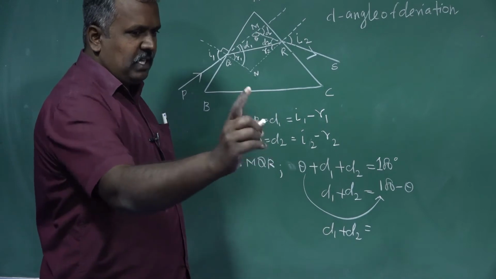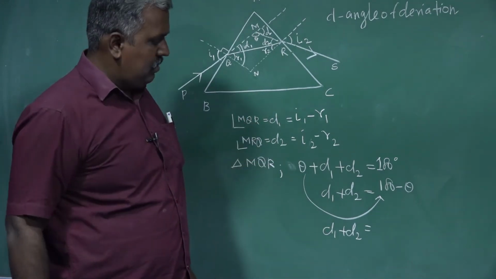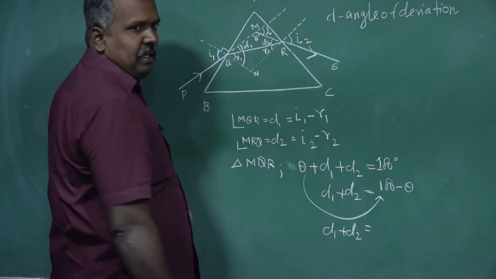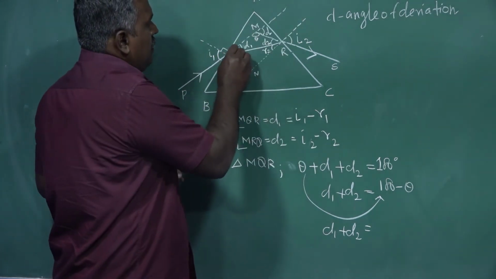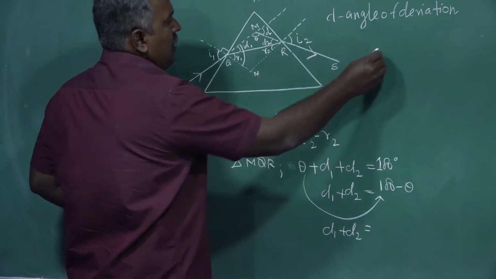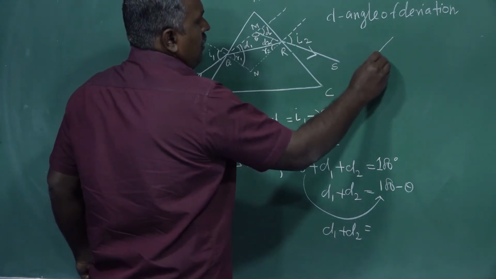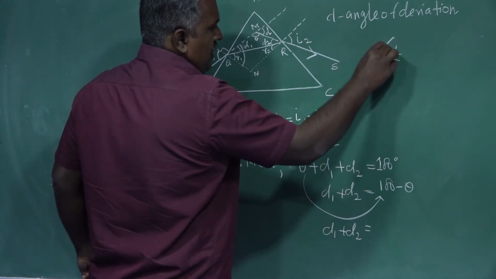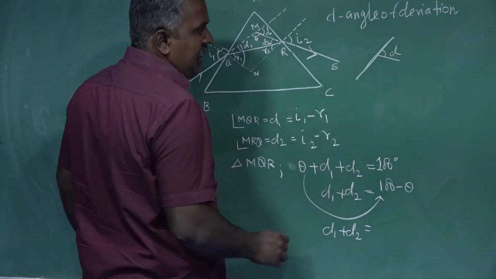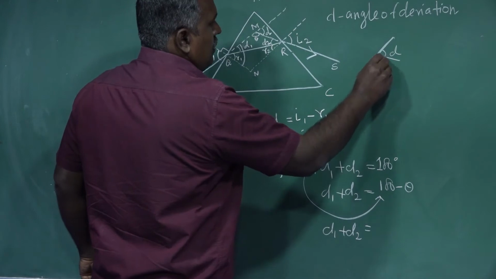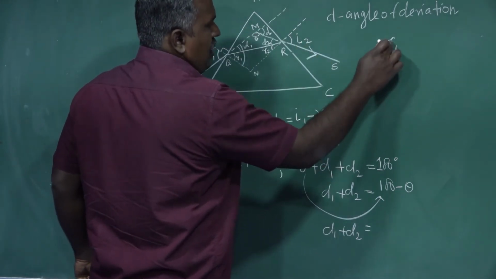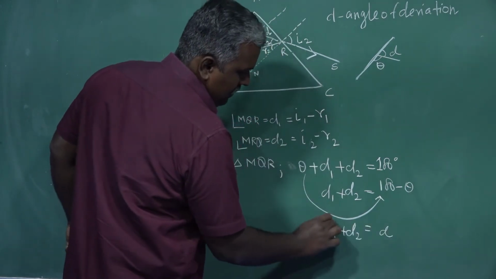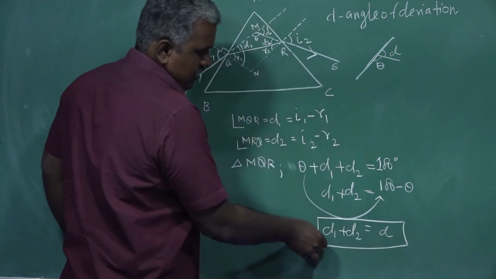Very good, you are correct. No, you are wrong. Because straight angle. This is straight angle. I am correct on that. This is d. It is equal to 180 degree. This is theta. 180 minus theta is equal to d.